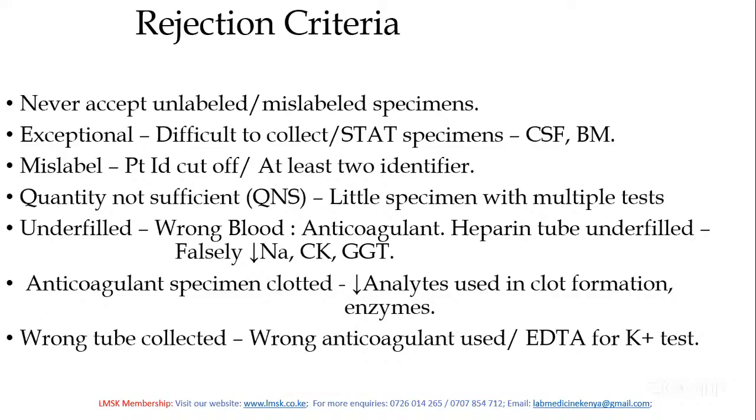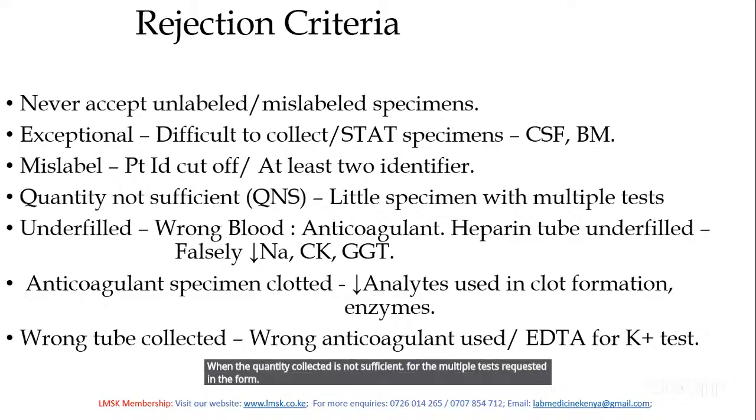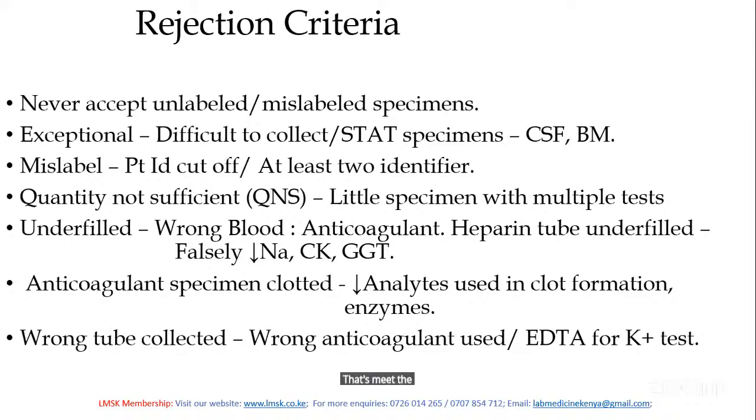For the mislabeled, when you are labeling, as we said, use at least 2 identifiers, that is, the name and the date of birth, to minimize errors. Then quantity not sufficient. When the quantity collected is not sufficient for the multiple tests requested in the form, that meets the rejection criteria.